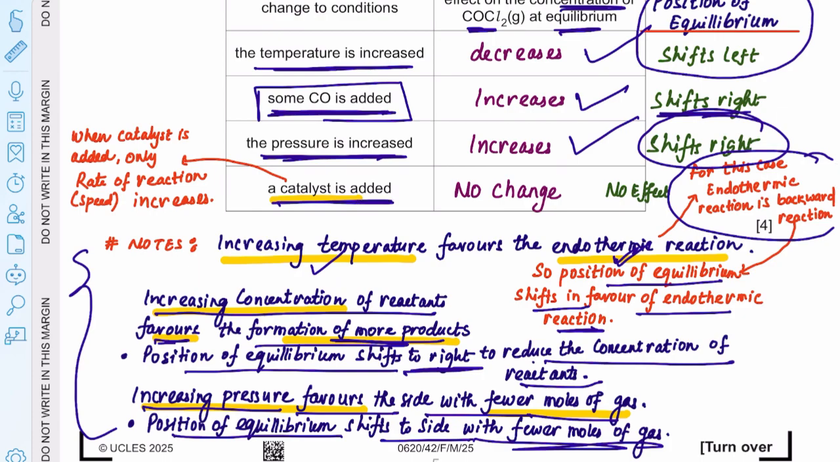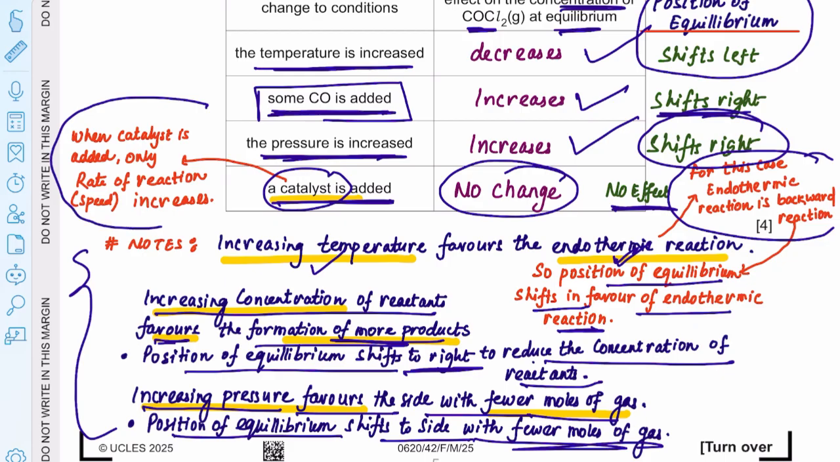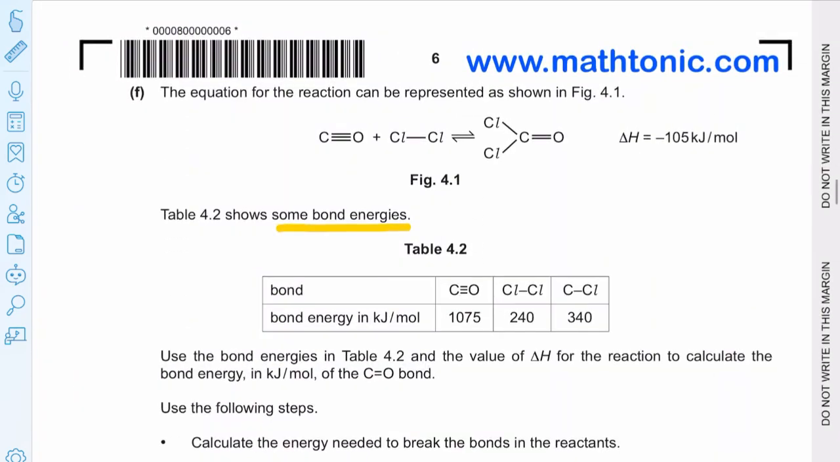So when a catalyst is added, remember there is no effect, so there will be no change. The catalyst only increases the rate of reaction, or we can say the speed of reaction, when the catalyst is added. Did you get it, everyone, clearly? Right, next part is given.